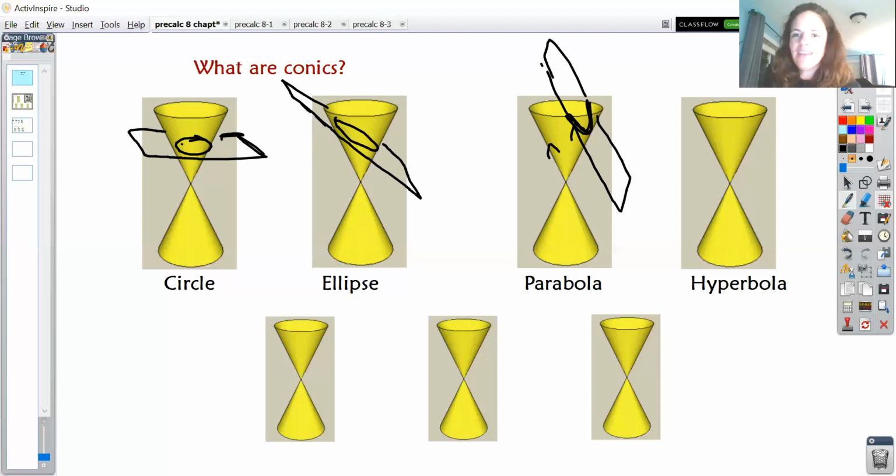And then if I take and I slice anything steeper than the slant of the cone, then that's going to create a hyperbola. It doesn't have to be vertical necessarily, it just has to be steeper than the slant of the cone. And then that's going to create this top part and then this bottom part of a hyperbola. Those are the conics that we're going to be looking at in 8.1, 8.2, and 8.3.